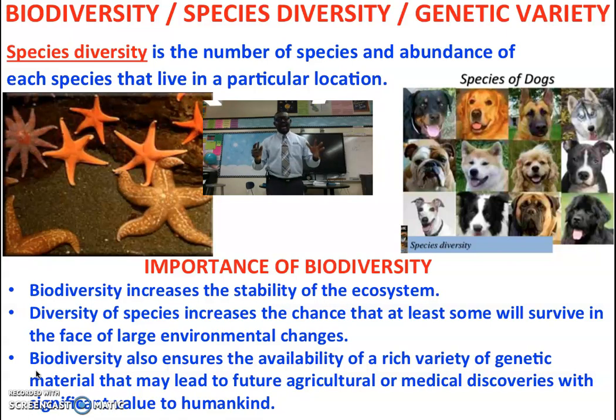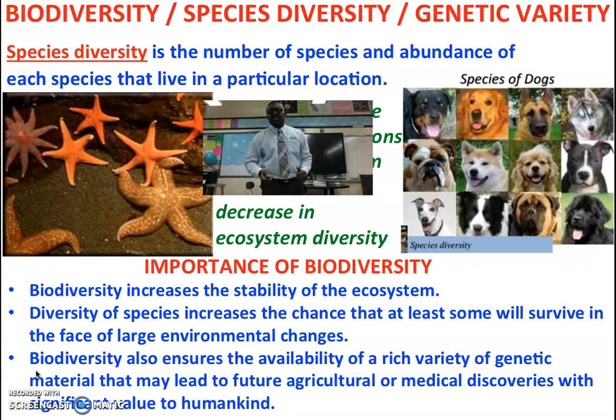Bio means life, and diversity means different forms of life. So species diversity and biodiversity are the same. That means that in that environment, you have different genetic variety, different forms of the same organism, or different organisms in the ecosystem. So biodiversity is essential to the ecosystem.